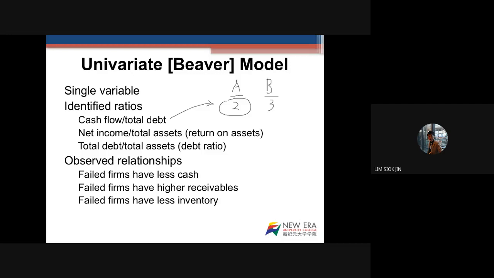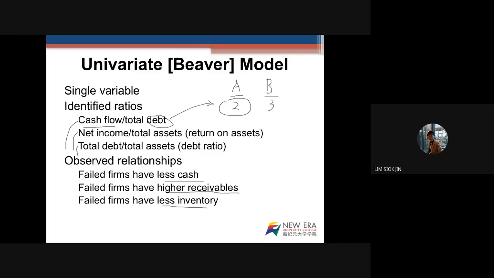So why do they say that these three are more popular to identify whether the company is good or bad? Because they have observed in a long history that companies that fail, they have less cash. So this one, you look at cash flow. Companies that fail have higher receivables, higher debt. Okay. Companies that fail have less inventory. So these are the signals that the company is not doing well and is going to fail.